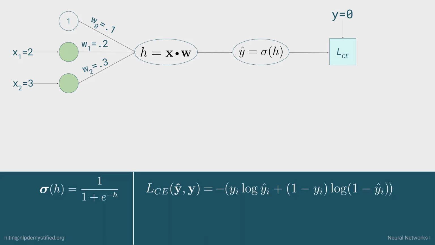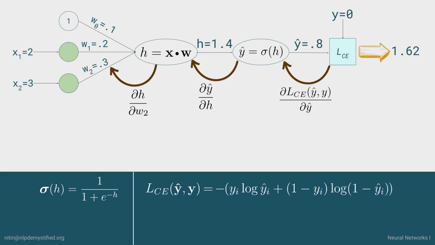Here below are the equations for the sigmoid function on the left and binary cross-entropy loss function on the right. Note we're just processing a single example here, so there's no averaging on the loss function. Plugging in the numbers, h works out to 1.4, y hat to 0.8, and the subsequent loss is 1.62. We want the network to adjust the weights so that on the next forward pass, we get a lower loss. To do that, we need to work backwards to calculate individual derivatives between each calculation hop.